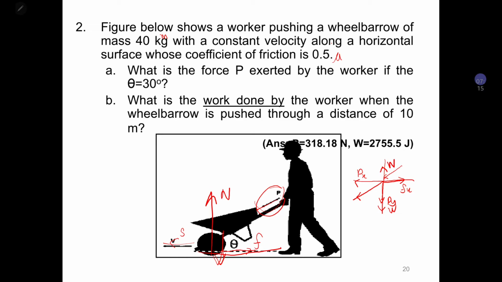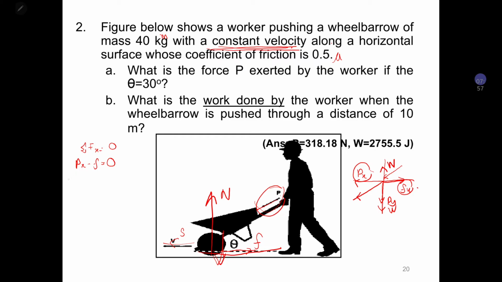So first thing first, you need to know the total force dekat X dan juga Y axis. Okay. So kalau nampak kat sini dekat X axis kita ada PX dan juga FK. So the total force dekat X axis should be equal to 0. So PX minus dengan F sama dengan 0. Okay, kenapa sama dengan 0? Sebab dia kata constant velocity. Bila constant velocity, A is equal to 0.